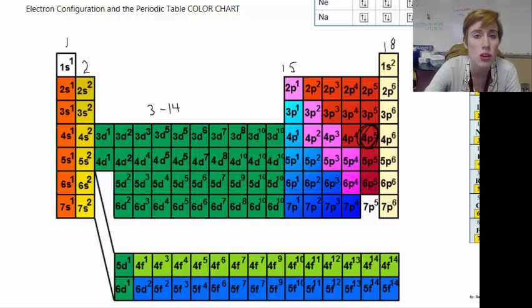What is so cool about that is that your periodic table is specifically set up in such a way that you can know that it ends in 4p5 just by looking at it. Here's how we would know that.